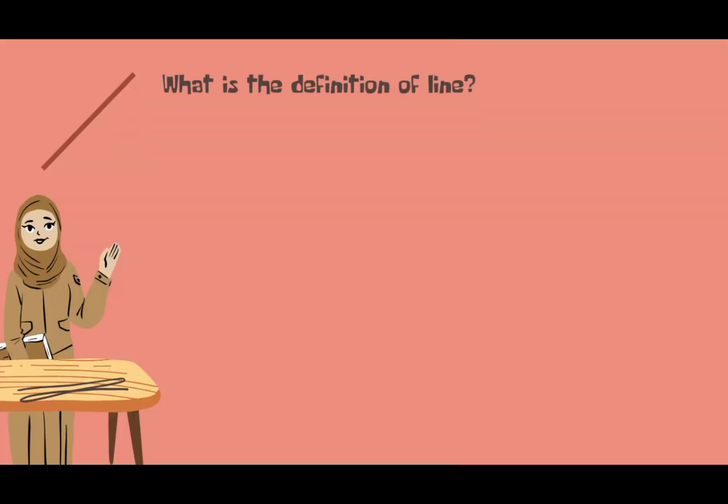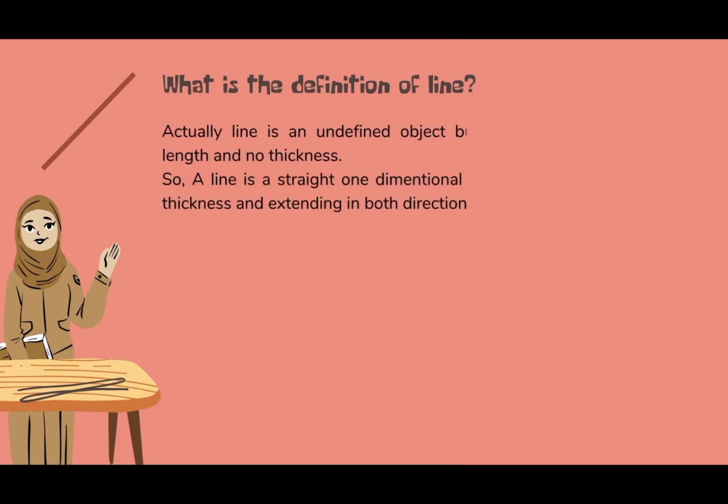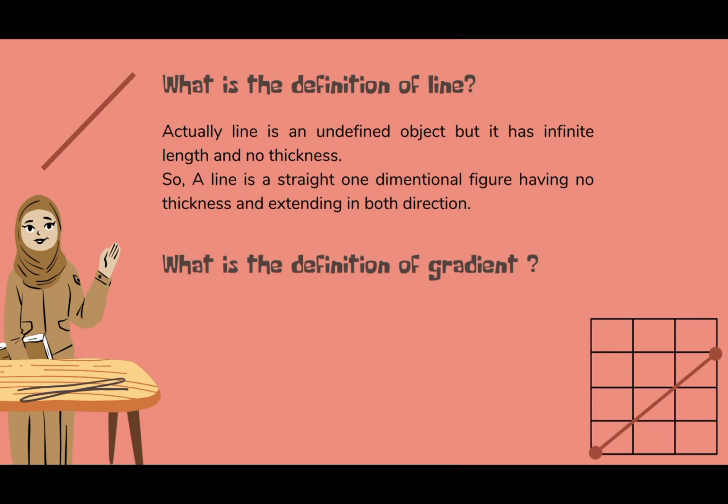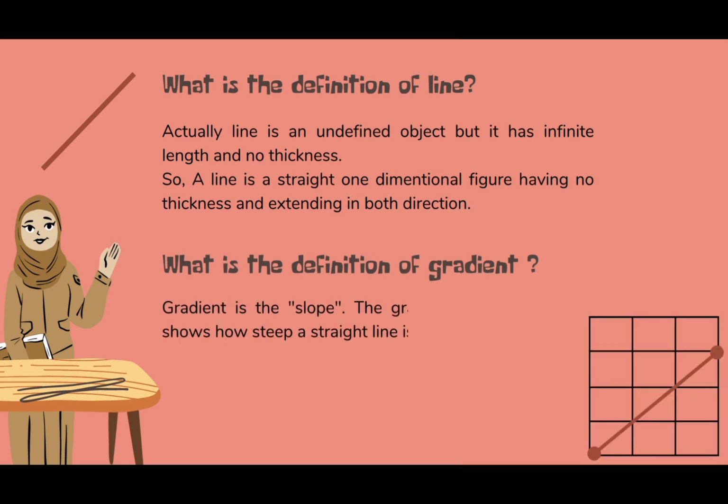First, what is the definition of line? Actually, line is an undefined object, but it has infinite length and no thickness. So, a line is a straight one-dimensional figure having no thickness and extending in both directions. What is the definition of gradient? Gradient is the slope. The gradient of a straight line shows how steep a straight line is.